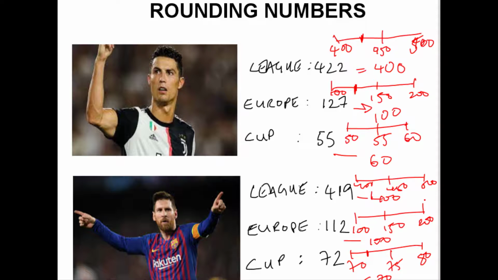So let's just compare the two. Ronaldo's roughly scored 400 league goals. So has Messi. European both are 100 each. And cup goals, Ronaldo's at 60, Messi's at 70. So that's a quick live example of how to round up numbers.